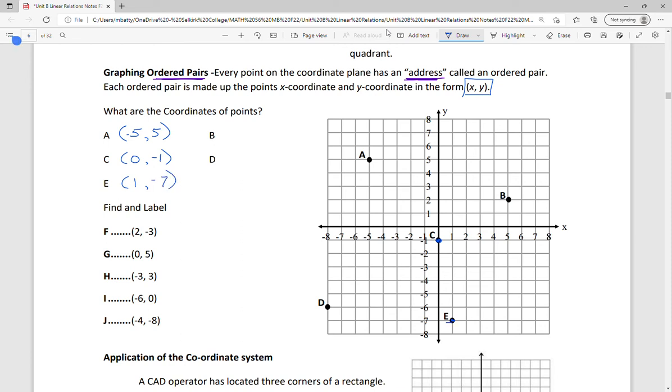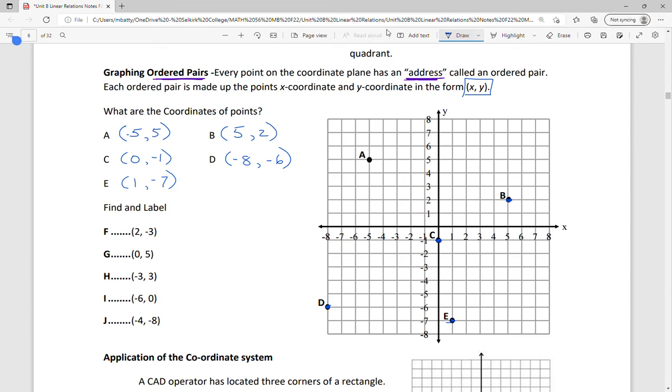If you think you're getting the hang of this, then go ahead, fast forward the video, pause the video, give it a try, whatever. I'll keep putting the answers on. B would be 5 on the x and 2 on the y. And D, way over here, it's -8 on the x and -6 on the y. So that's giving an ordered pair for a location on the coordinate plane.